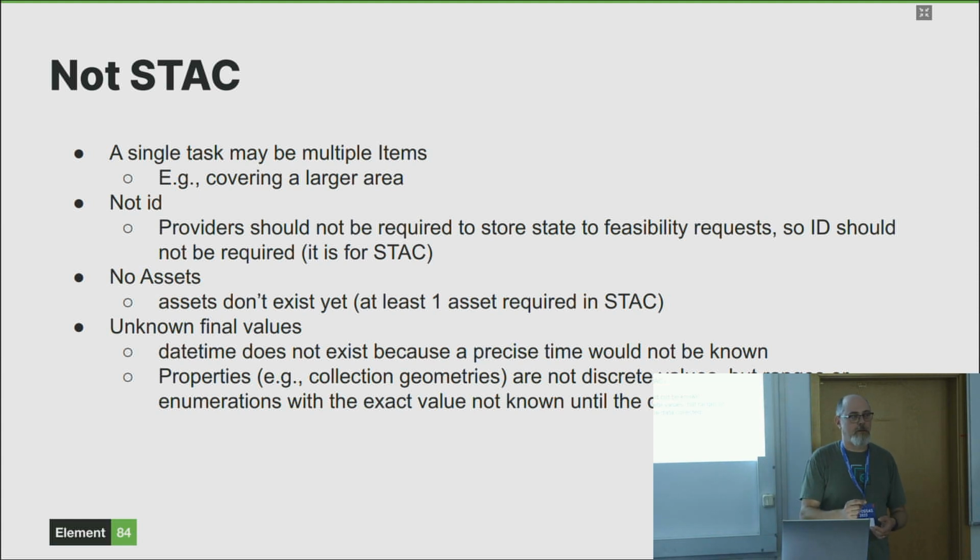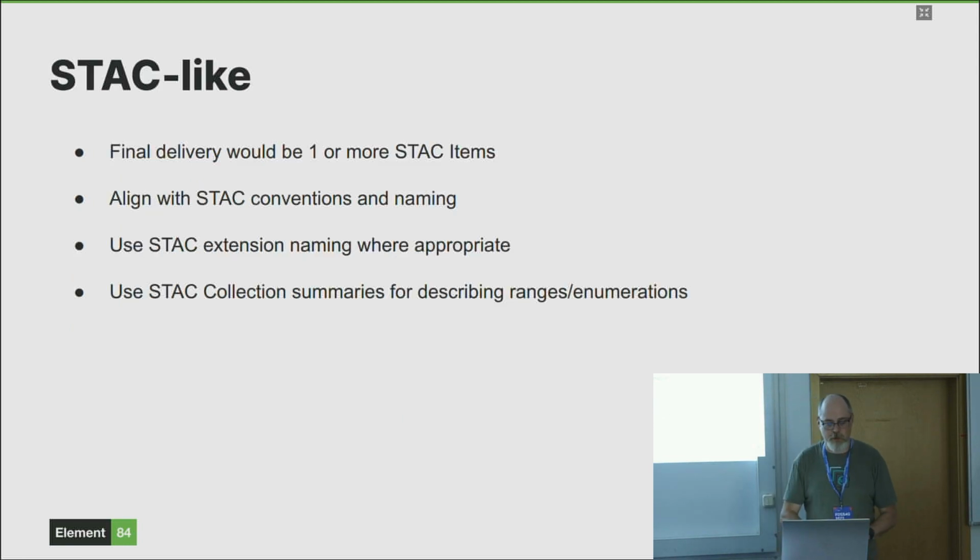And finally, we have unknown final values. So we might have a range of date times for which this is ultimately going to be collected. We might have a range of view angles, but we don't actually know what those final values are. And so in STAC, there are discrete properties, and they're single values. But in tasking, it's going to be some sort of range, and ultimately it'll be fulfilled with something within that range. So what we're looking at here is something that's like STAC, and ultimately would be delivered with one or more STAC items, but it's actually not STAC until that point when the data is actually collected.